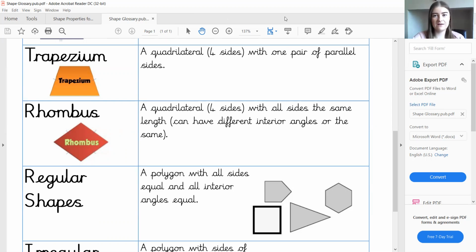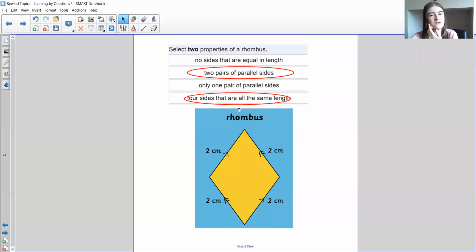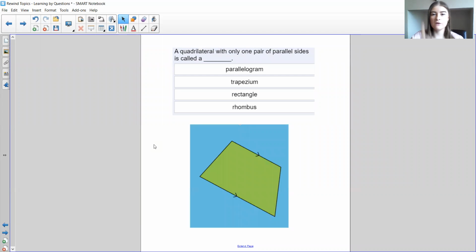So let me stop sharing that one and share with you the slide again. So definitely 4 sides that are the same length and 2 pairs of parallel sides because we've got that glossary to help us. So using that glossary to help you, what is this shape called?